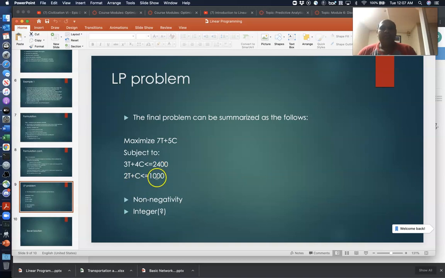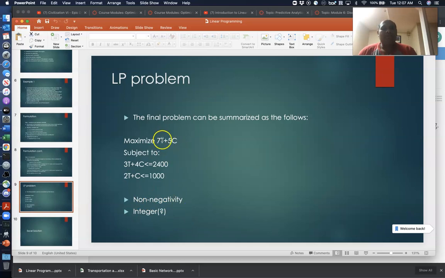Now, these are the two main constraints, but apart from this, we also have two other technical constraints to think of. The first one is non-negativity. We say non-negativity because both of the variables, T for tables and C for chairs, can either be 0 or they can be positive. Because they are not just positive, we say non-negative. So that's the constraint, saying that they can either be 0 or positive.